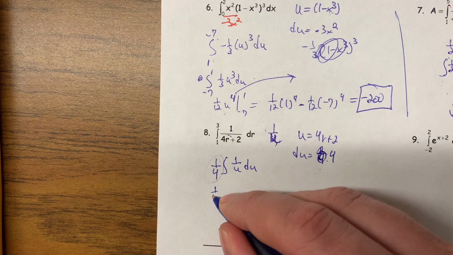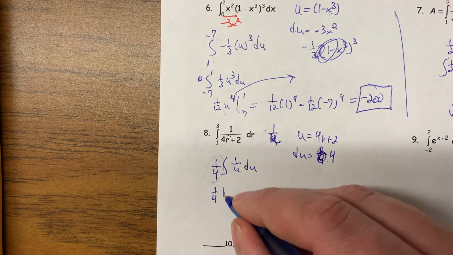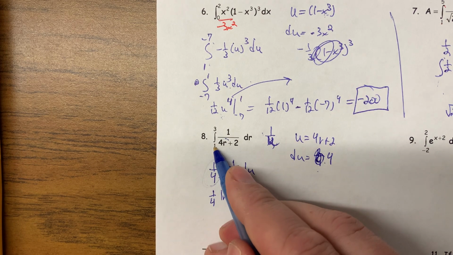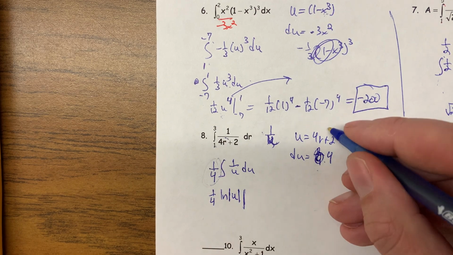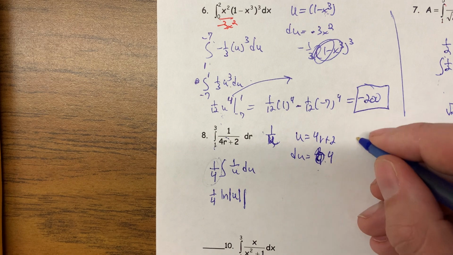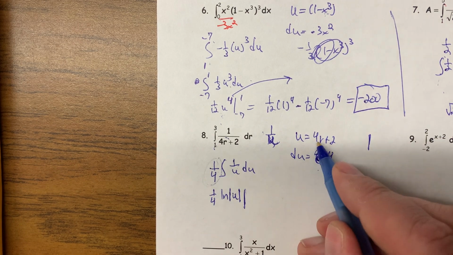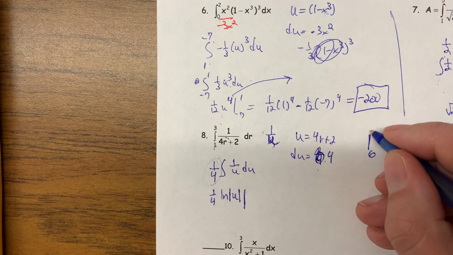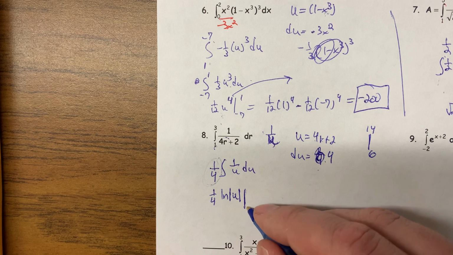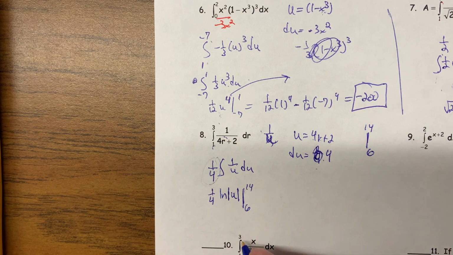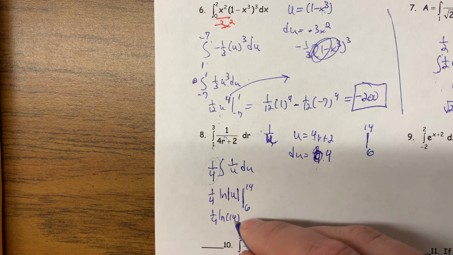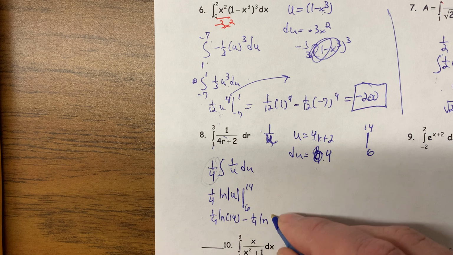And so we get 1/4. The integral of 1 over u is natural log of the absolute value of u. And I'm going to do the u's this time. So x goes from 1 to 3. So u will go from when x is 1, this is 6. When x is 3, this is 4 times 3 is 12. 12 plus 2 is 14. So from 6 to 14. Okay. So this is 1/4 natural log of 14 minus 1/4 natural log of 6.